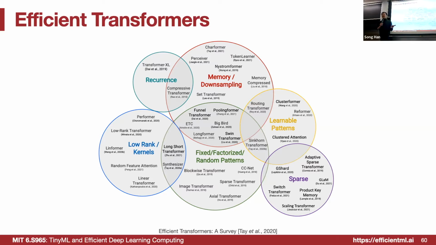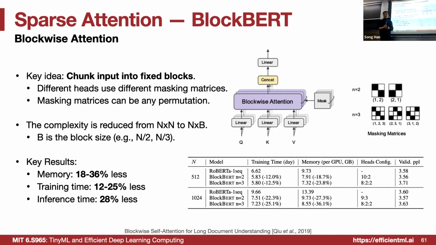They can roughly be categorized into two categories. Some of them are very general techniques that can also work for CNNs, MLPs, and other vision models. Some of them are specific to transformers. For example, we first learn these techniques that are specific to transformers, such as blockwise attention.